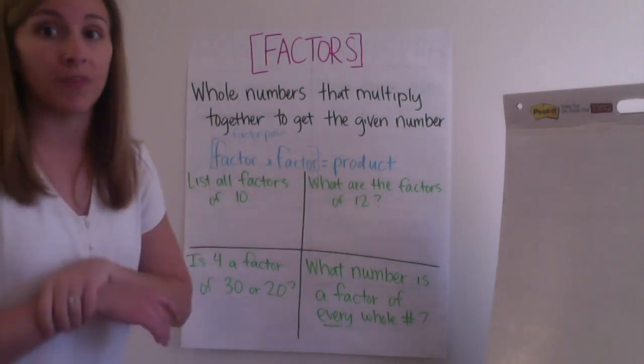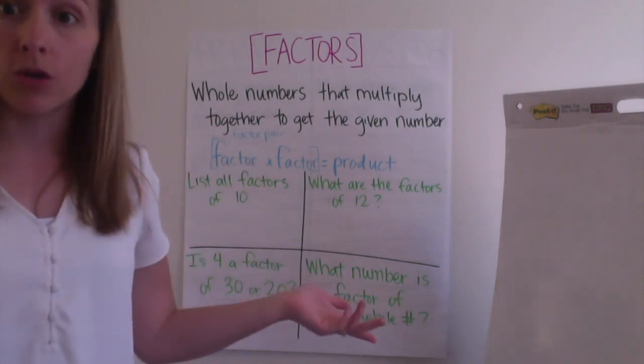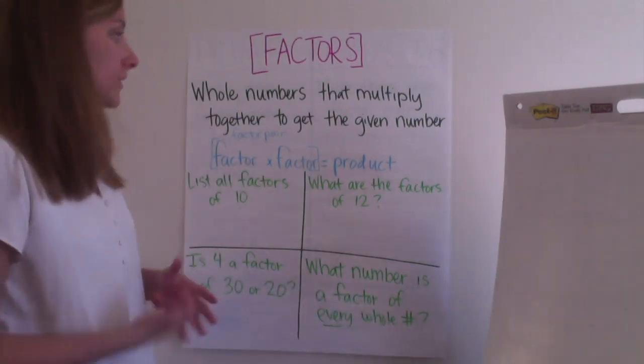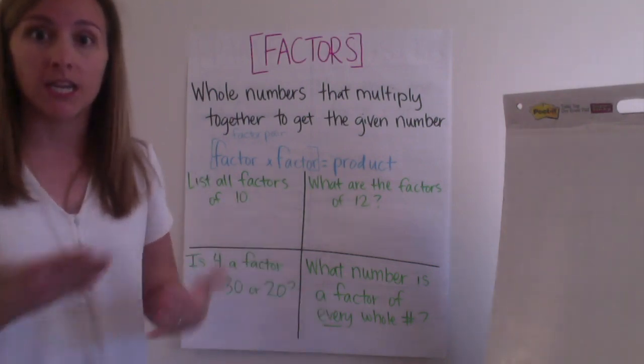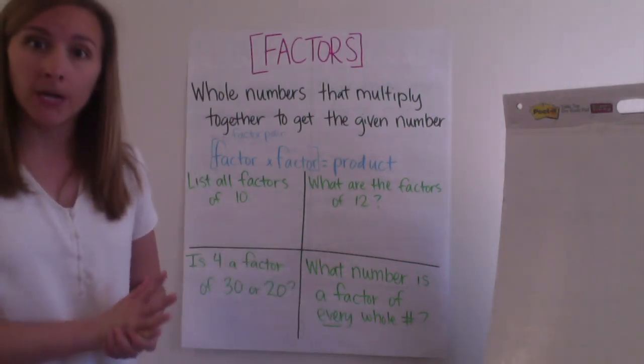product. So let's say I want to know all the ways that you can multiply to get 12, or all the ways you can multiply to get 10. Those would be the factors. What times what could get you a specific number.